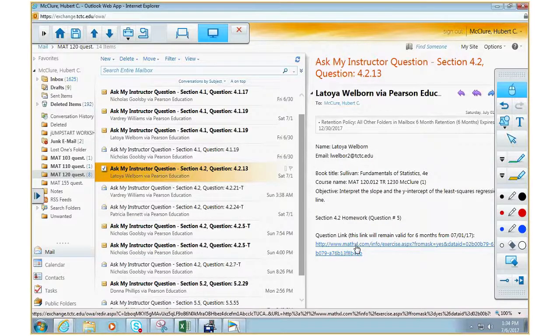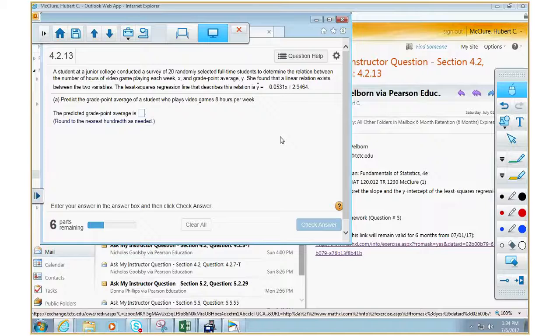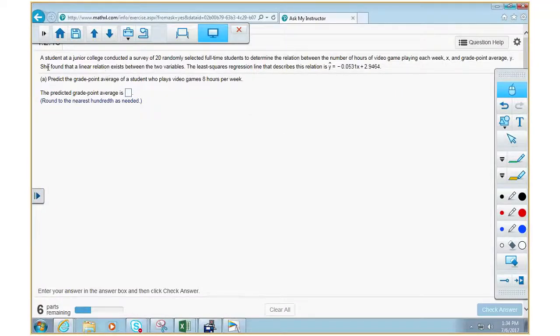4.213, number 5. All right, a student in a junior college conducted a survey of 20 randomly selected full-time students to determine the relation between the number of hours of video game playing each week, X, and grade point average, Y. She found that a linear relation exists. The least squares equation for the line is given. Predict the grade point average of a student who plays 8 hours of video games per week.